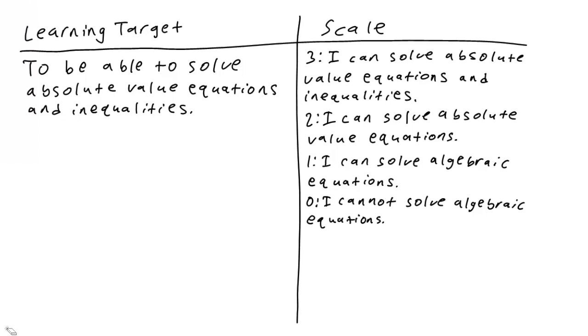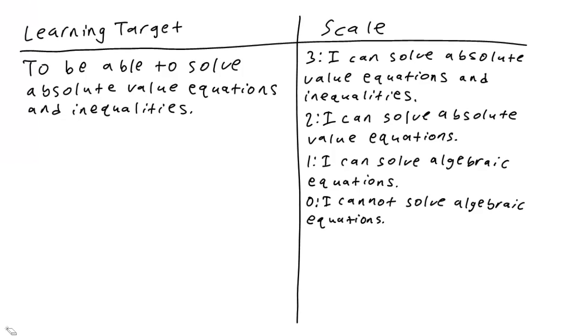That's absolutely great! The learning target for today is to be able to solve absolute value equations and inequalities. On the scale, you're a 3 if you can solve absolute value equations and inequalities. You're a 2 if you can solve absolute value equations. You're a 1 if you can solve algebraic equations. And you're a 0 if you cannot solve algebraic equations.